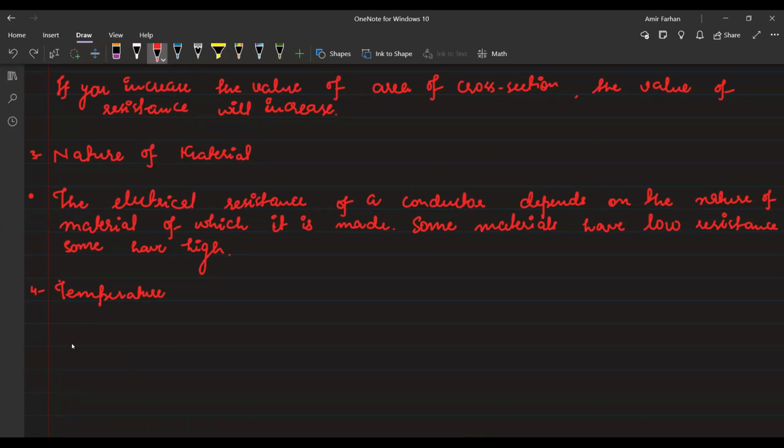You can say like this: R is directly proportional to the temperature. If you increase the value of temperature, the resistance will increase. It's for pure metals. Right now we are taking only the pure metals. We are not taking any superconductor or anything. Clear?